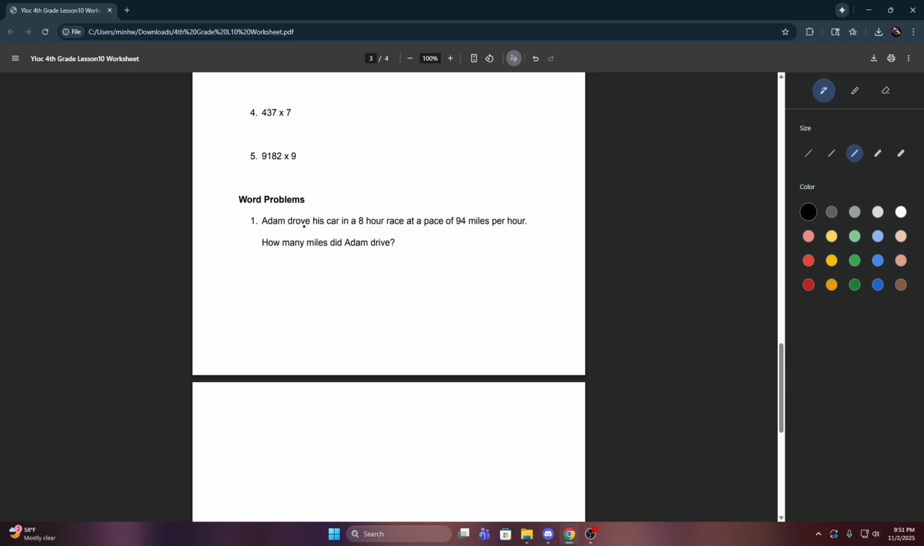Alright, so now let's answer our singular word problem of the day. Adam drove his car in an 8-hour race at a pace of 94 miles per hour. How many miles did Adam drive? So here we're given a pace or a rate. So this is 94 miles every hour. So if 1 hour passes, Adam will have driven 94 miles. But he drove in an 8-hour race. So that means he drove 94 miles every hour 8 times because there were 8 hours.